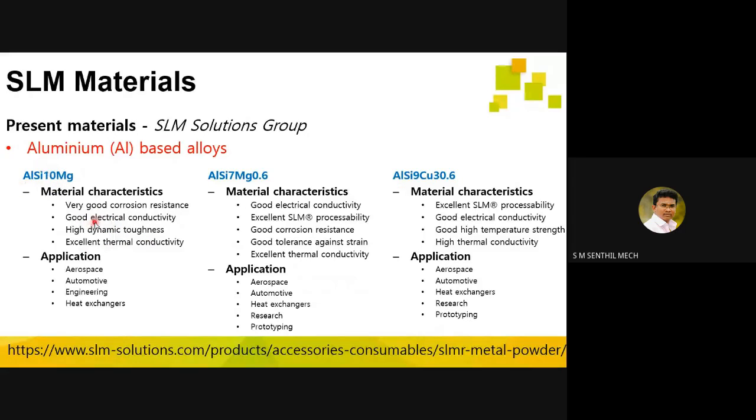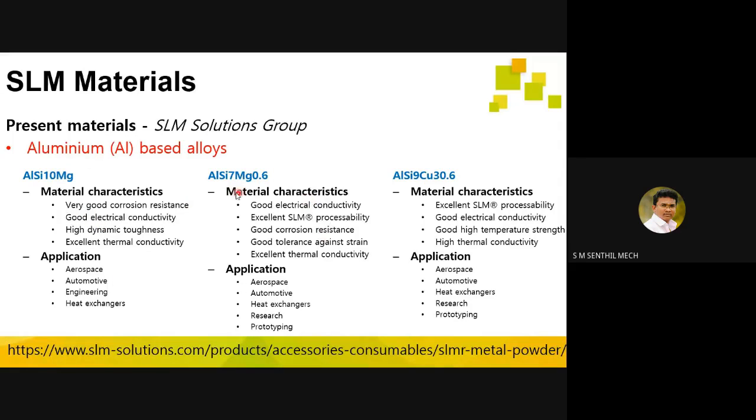So if you want a product to have good corrosion resistance, good electrical conductivity, and good thermal conductivity, you have to choose this material as the raw material for producing that particular object or component. Usually this material is used for aerospace applications, automotive engineering, and heat exchangers. So this is the aluminum, silicon, magnesium one.